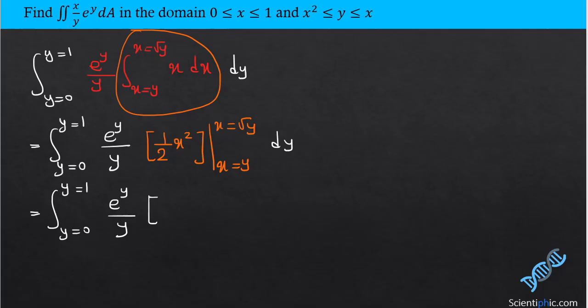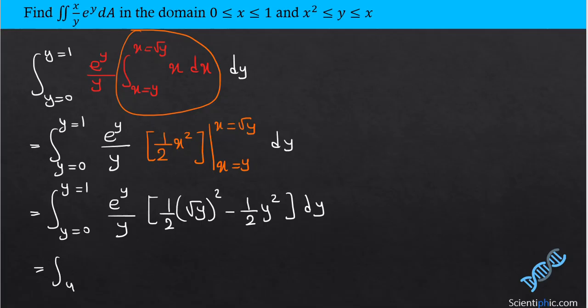So it's going to become half square root of y squared minus half y squared dy. And now I'm going to simplify it. So y from 0 to 1, e to the power of y, y. And then I factorize from these 2's here. So those 2's come here, and then square root of y squared is going to be y minus y squared dy.